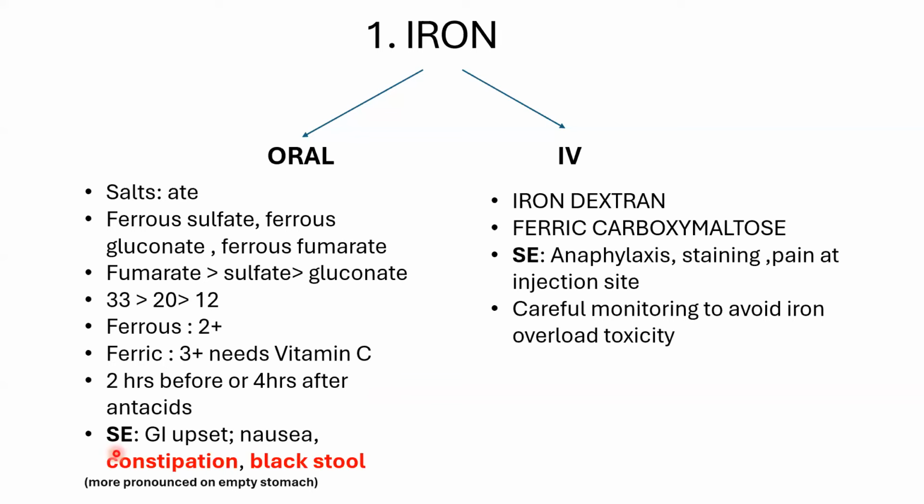Now, side effects: anything GI, cramping, nausea, diarrhea, is a side effect of iron. However, the most important two to know are constipation and black stool. Constipation is really important to remember. It's the most common one, but it's also really important because it's the most common reason why patients do not adhere to their oral supplements or are not compliant with their iron medication, because they cannot bear the constipation.